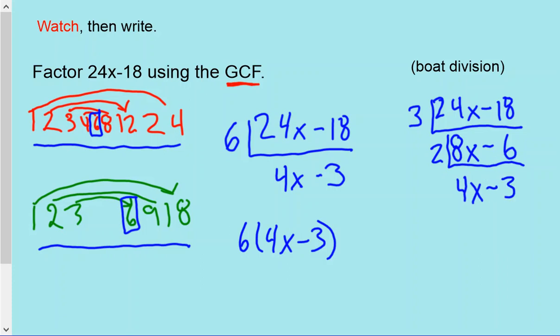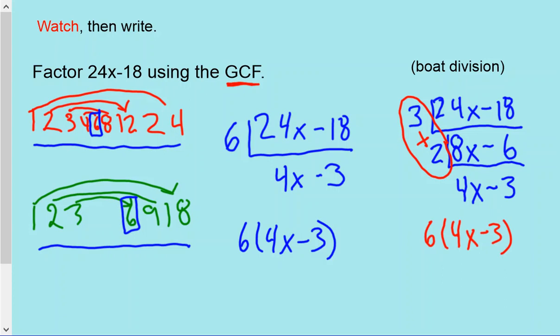So you can see we get to the same answer, but the way we find our greatest common factor is if we multiply these two. Okay, so 3 times 2 would be 6, so we would get 6 times 4x minus 3. Okay, so either way works. Whichever way makes the most sense for you is the one that I would like you to use. So make sure you get this example written down in your notes.